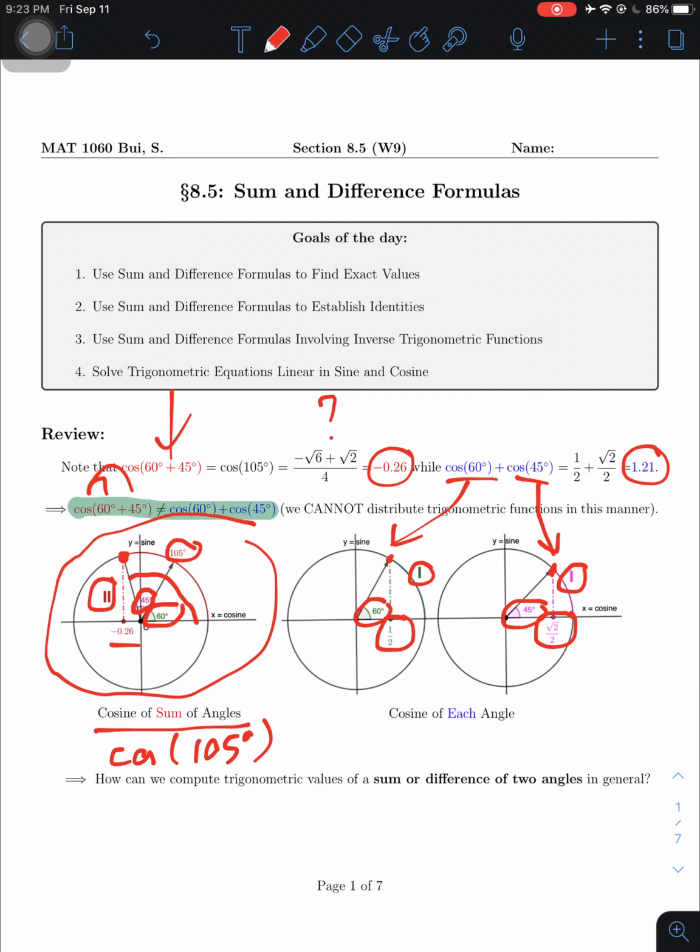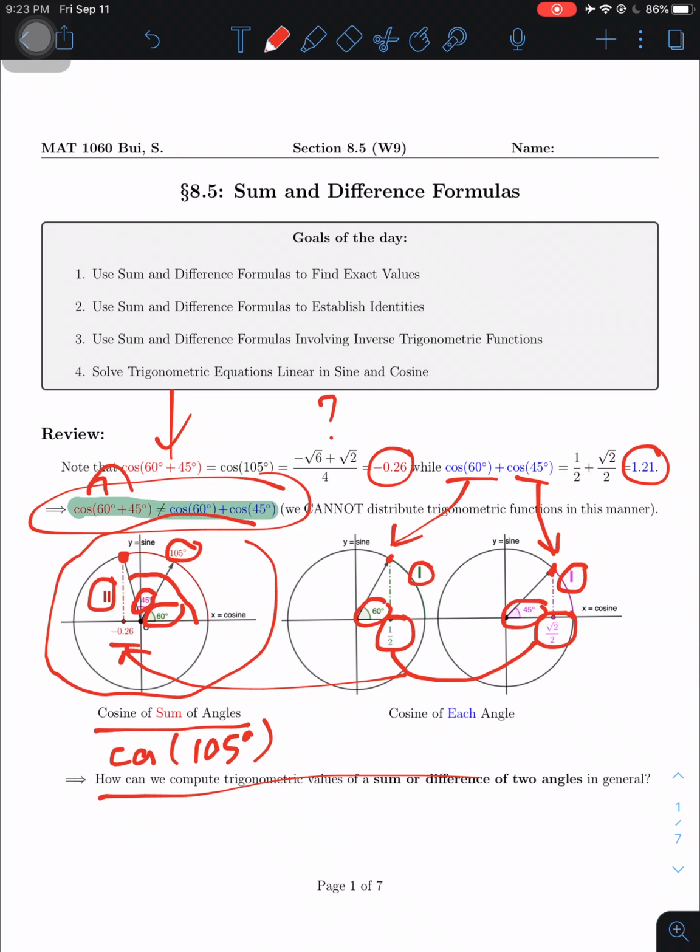Nothing special about it. But obviously if you add something like 1/2 to square root of 2 over 2, you cannot get a negative number, right? Like you cannot get this number equal to negative 0.26, because a positive number plus another positive number simply cannot make a negative number, okay? That's why we have this discovery, that a cosine function or any trig function cannot be distributed to anything, okay?